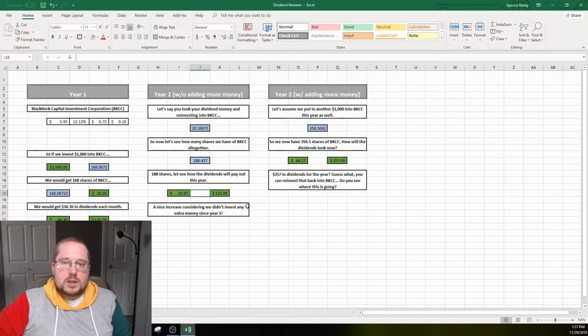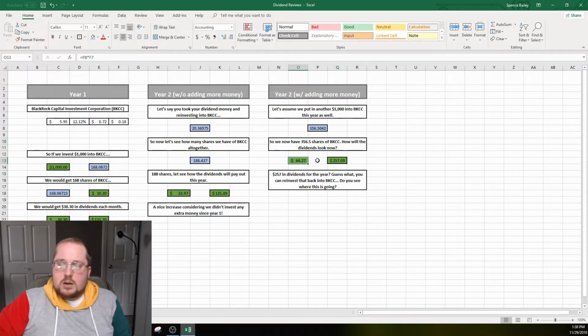But if you are wanting to invest more money, I did the calculation on that as well. So year two, while adding more money into your account. So say year one, you've invested $1,000. You reinvested your dividends. But let's say that you wanted to add another $1,000 this year. So altogether, you've invested the $2,000, $1,000 here, $1,000 here, as well as the dividends from year one. So now you would have around 356 shares of BlackRock.